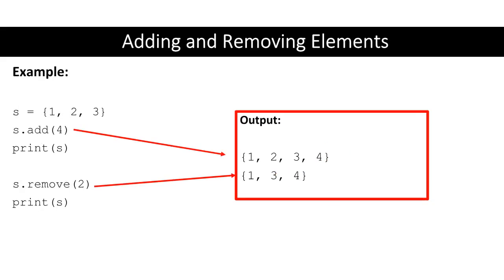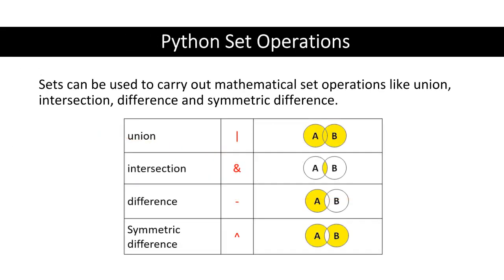Let's go step by step. S equals {1, 2, 3}, then s.add(4). This adds value 4 into the set, prints output {1, 2, 3, 4}. Next, s.remove(2). This removes the value 2, prints output {1, 3, 4}. Important, sets do not use index removal, it is based on value. Sets can be used to carry out mathematical set operations like union, intersection, difference, and symmetric difference.